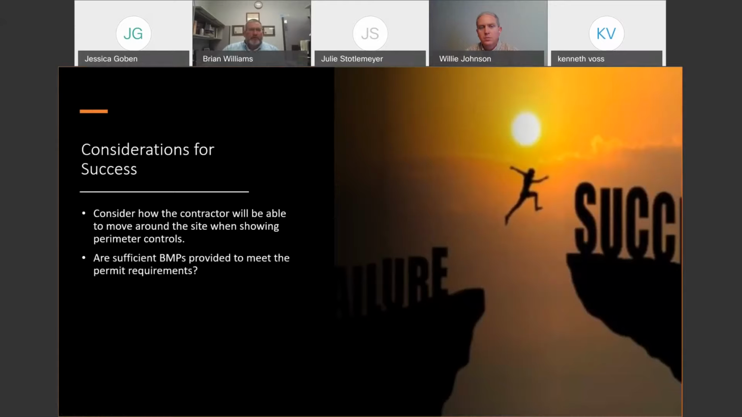Are sufficient BMPs provided to meet the permit requirement? Are we controlling that stormwater volume and velocity? Are we protecting our outfalls? Are we keeping sediment on our job site? Are we passing water through existing vegetation where possible, promoting infiltration, those types of things? Those are permit requirements that we need to consider for every job.